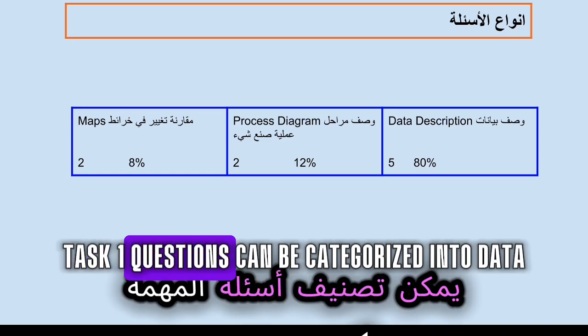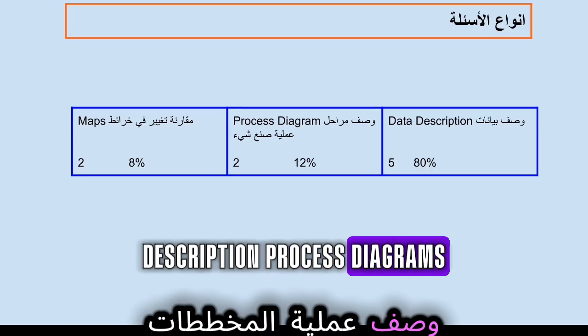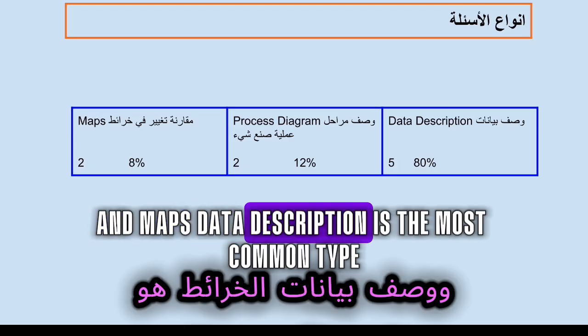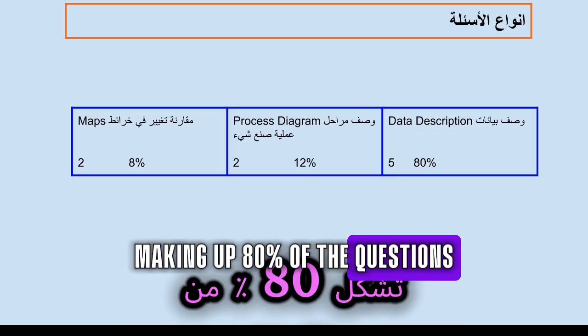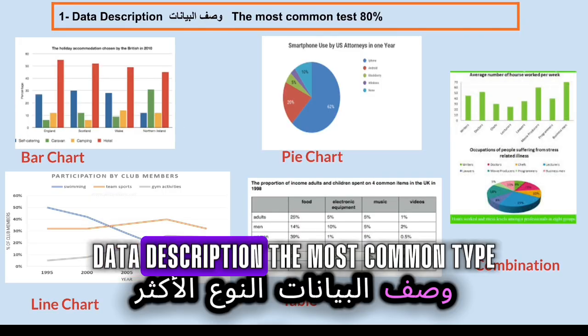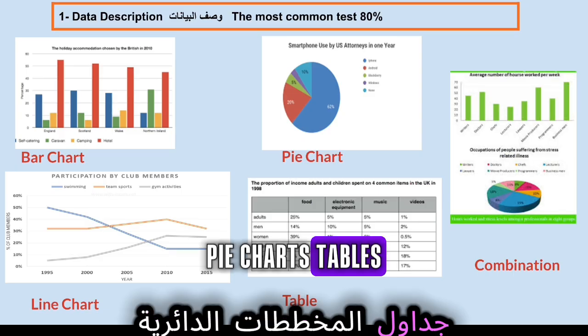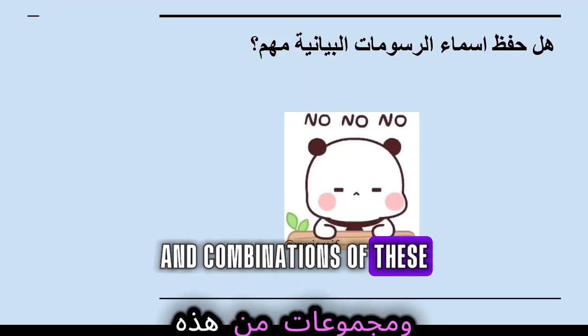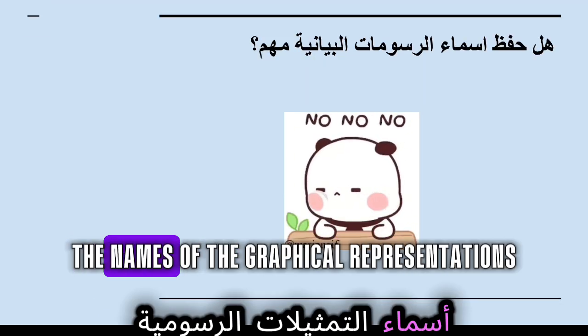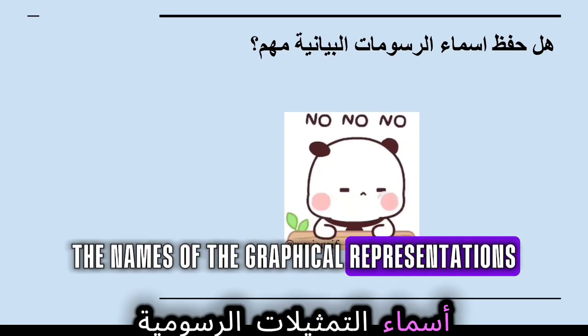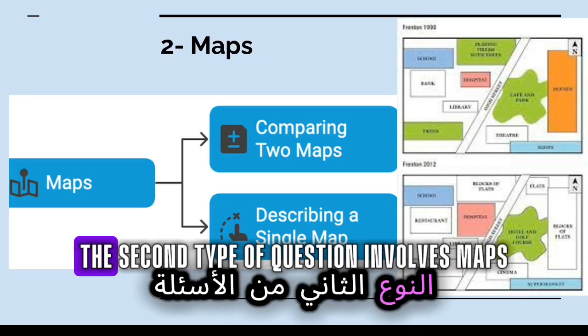IELTS Task 1 questions can be categorized into data description, process diagrams, and maps. Data description is the most common type, making up 80% of the questions. Data description includes bar charts, line charts, pie charts, tables, and combinations of these. Is it important to memorize the names of the graphical representations? The answer is no. The second type of question involves maps.